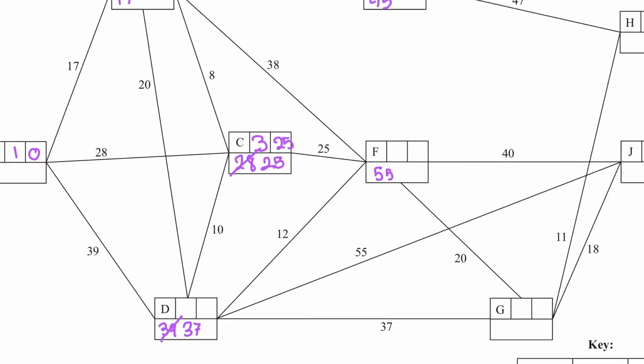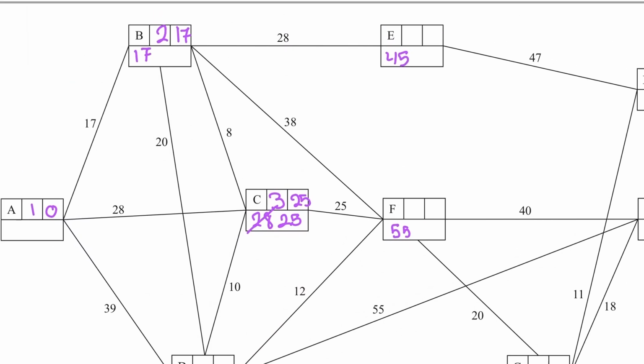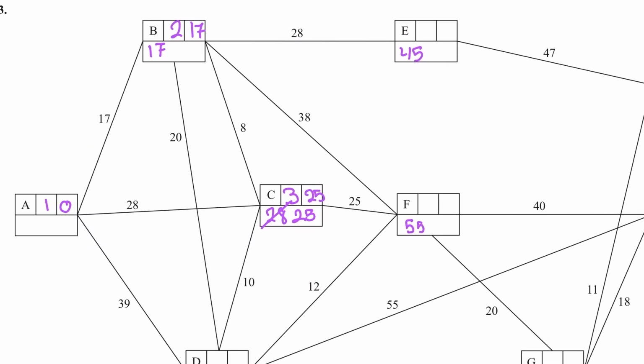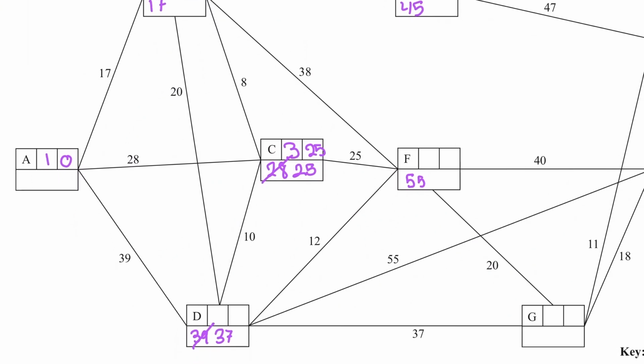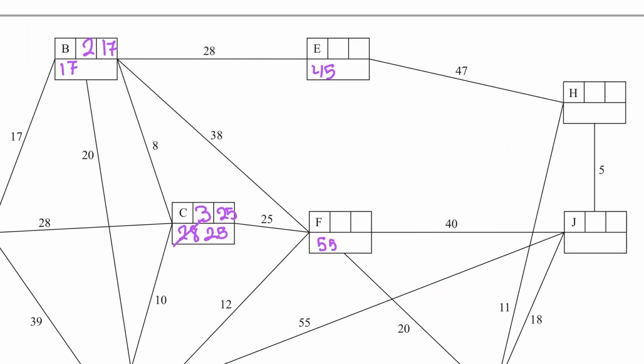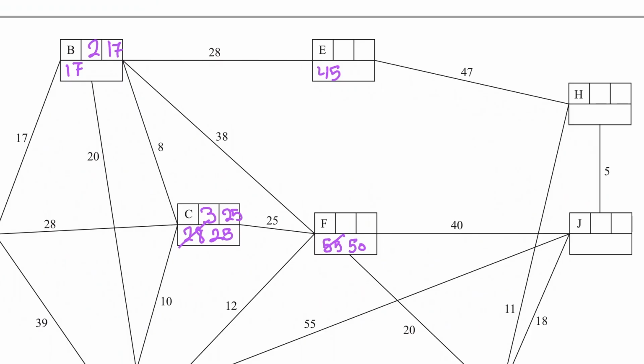Now we want to consider everything that connects back to C that has not been considered. Since we've already done B, we cannot go over B again. So we can do this one over here. 25 and 10 is going to be 35, which is smaller than the 37, so we can cross out 37. Then we have 25 and 25, which is 50, which is smaller than the 55, so we can cross that out. And yeah, I think that's it.